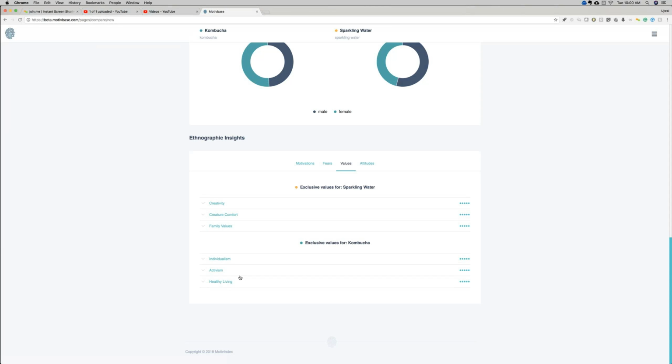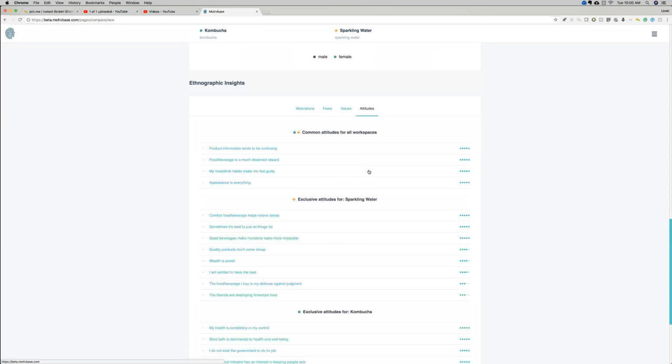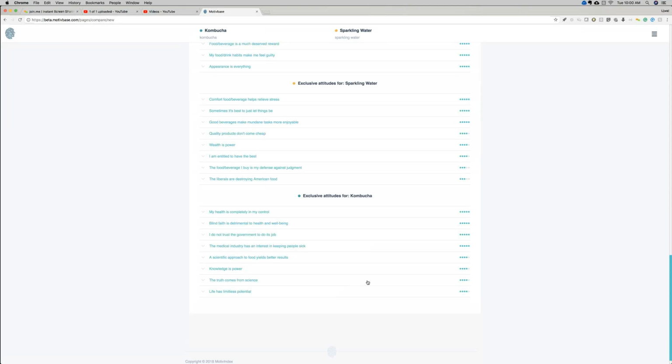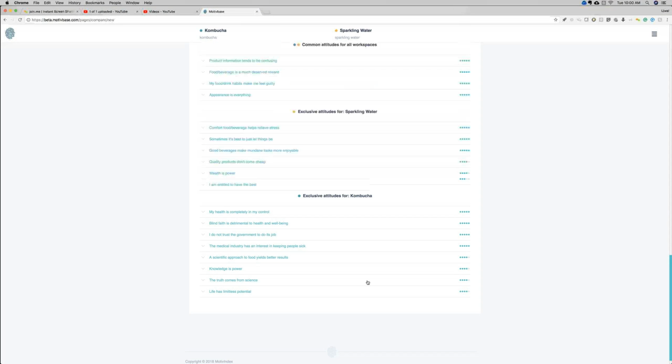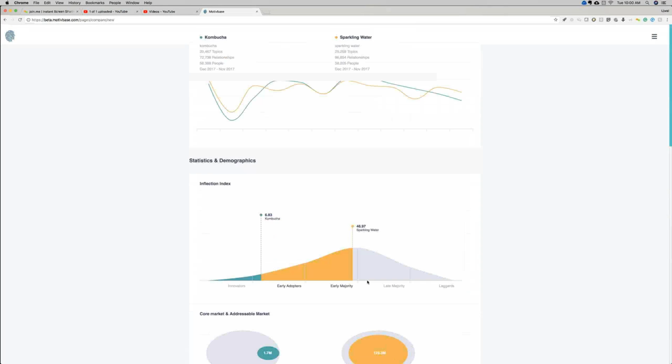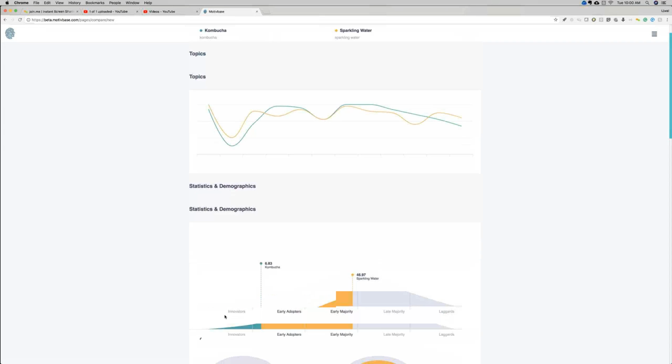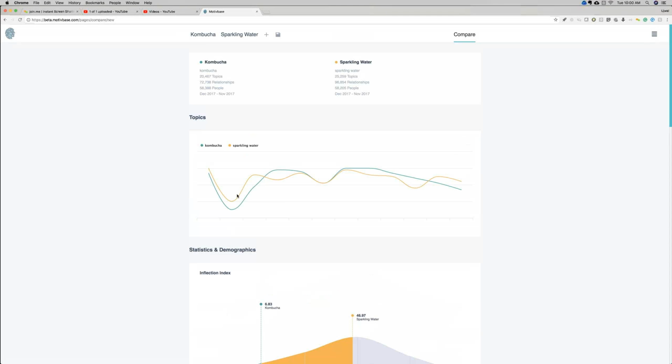Again, interestingly enough, no shared values between the two. Some shared attitudes, but a lot of differences in attitudes between the two again. So this completes a quick example of how you can use the compare feature and use the different workspaces in order to basically identify growth opportunities for a category that might currently be quite nascent.